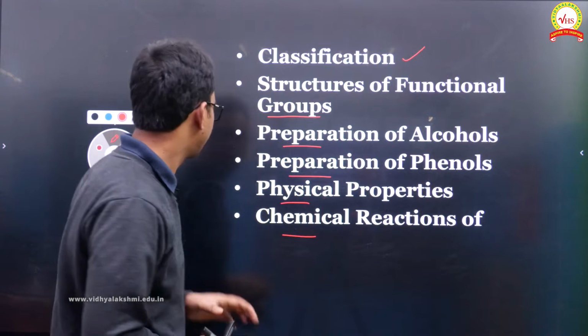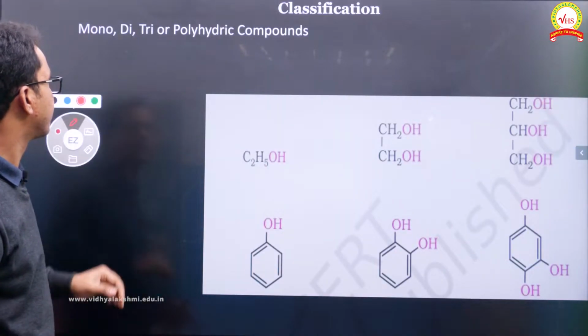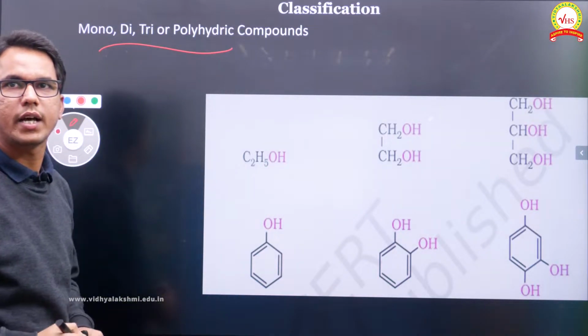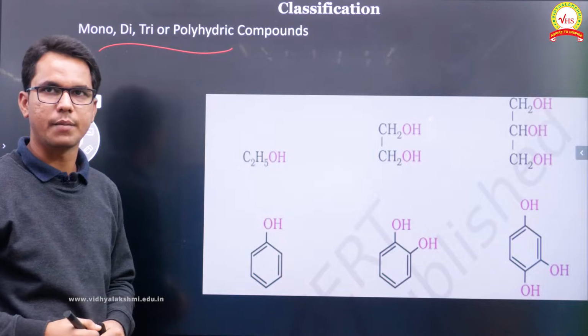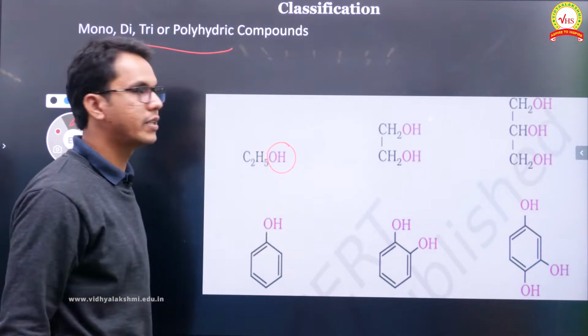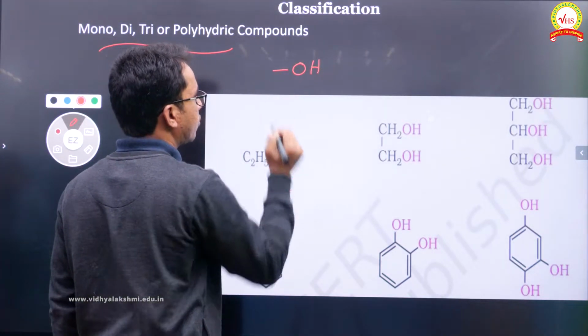Let us go to the next slide. Let us see the classification first. Generally this can be classified into mono, di, tri or polyhydric compounds, based on the number of hydroxy groups. Generally, alcohol group means what? It contains the OH functional group, the hydroxy functional group.